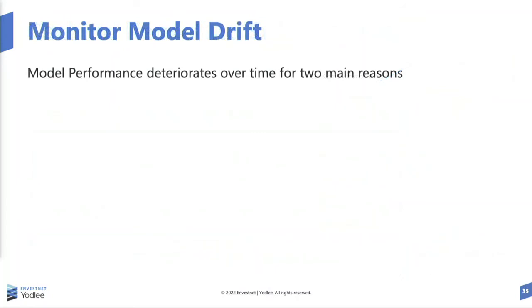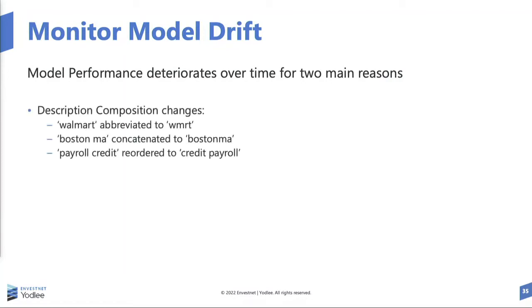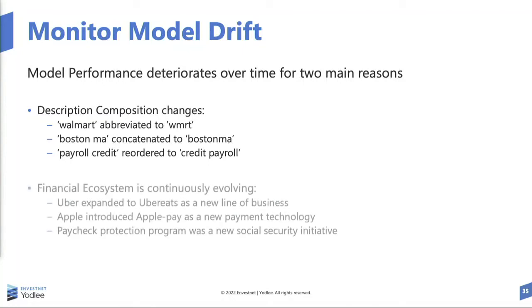The other thing we learned is that models in the real world deteriorate over time if you do not look at them. The two primary reasons in our case: one is that the description composition changes. Walmart can be called WMRT, Boston space MA becomes Boston MA. This is very common, and if your models are trained on one form, these changes can deteriorate the model.